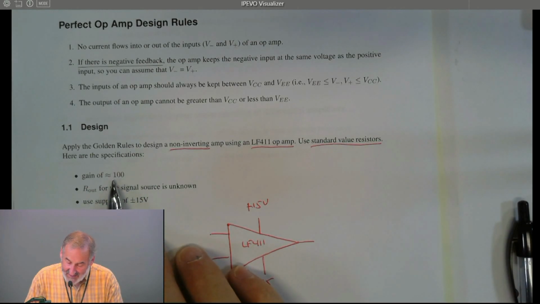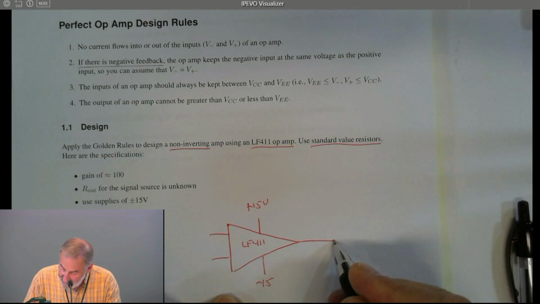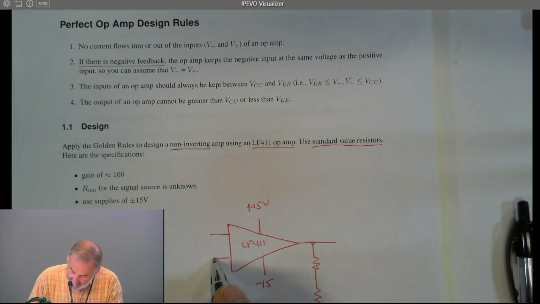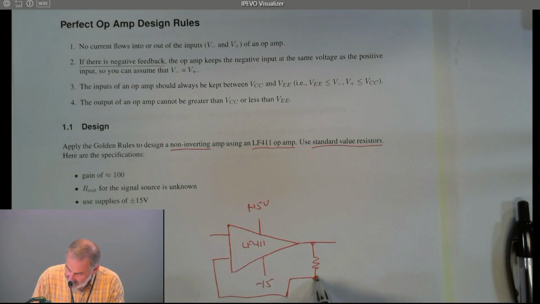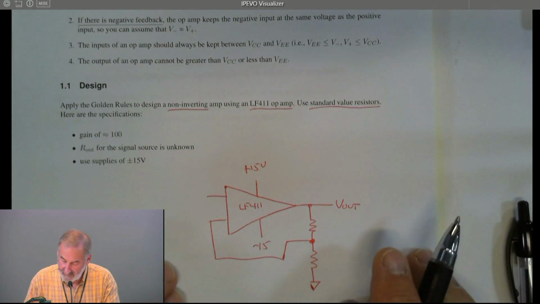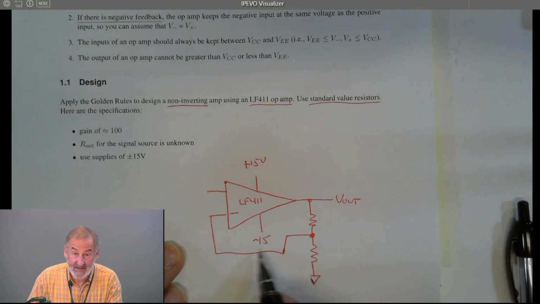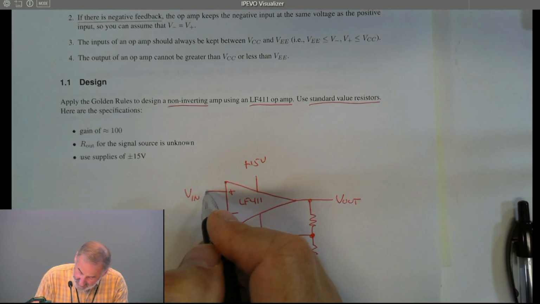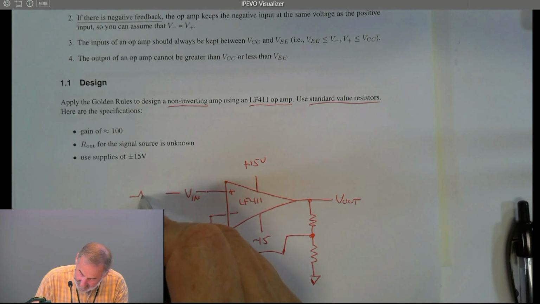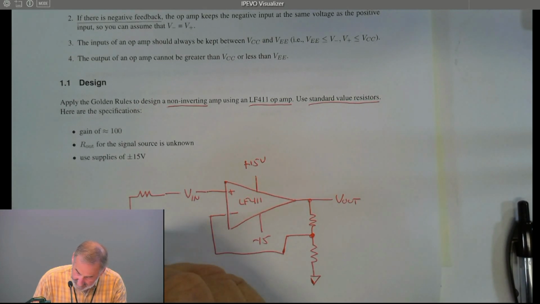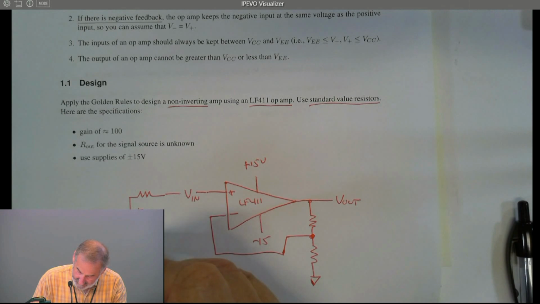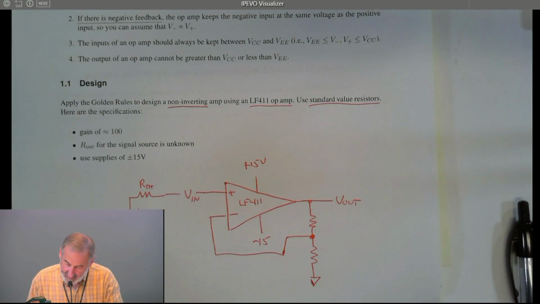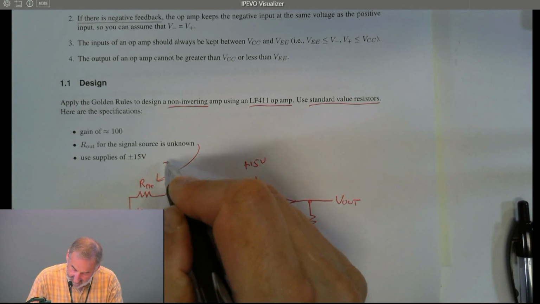I want a gain non-inverting, so I'm going to use the non-inverting configuration, which is just a voltage divider on the output. This is our minus input because we need negative feedback. Our input. And let's go ahead and just draw that. We know that it's going to have a Thevenin equivalent. And we don't know what that is.